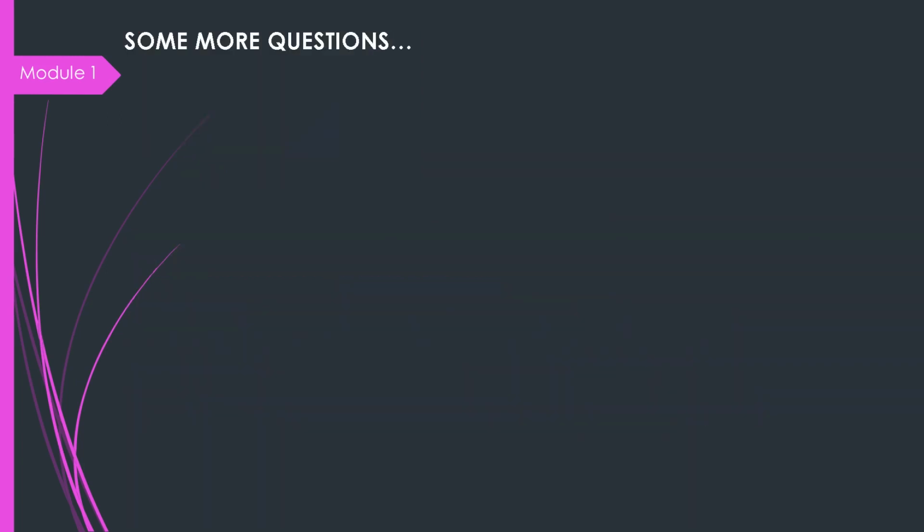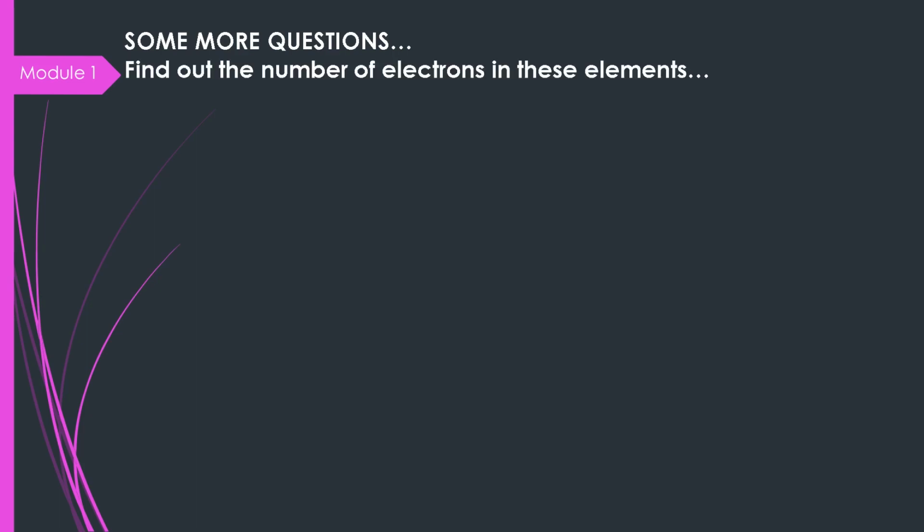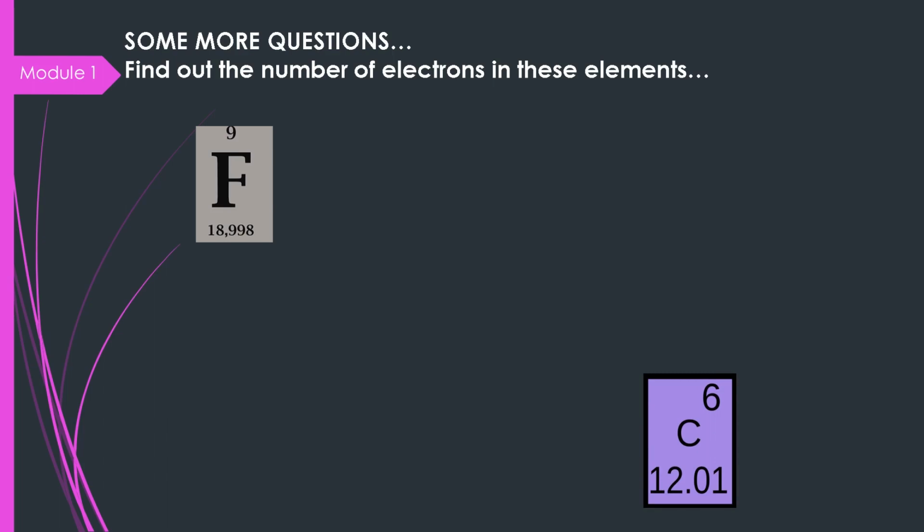So some more questions for you. The answers you will find out yourself. I'll give you an example or two. F represents fluorine and the number 9 written above the symbol represents the atomic number, and the number of electrons will be equivalent to the atomic number.